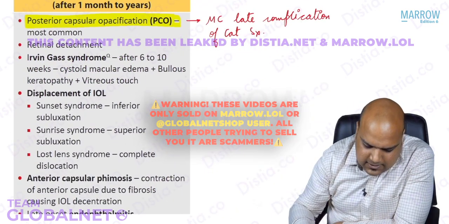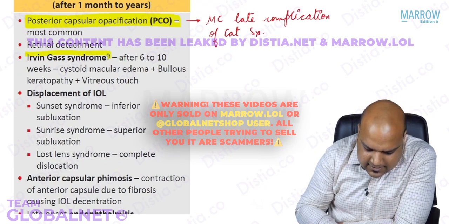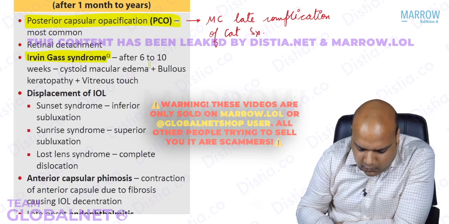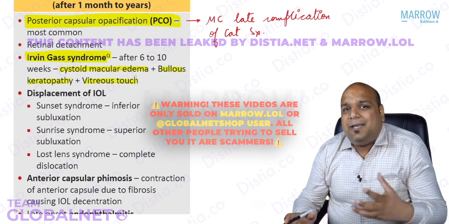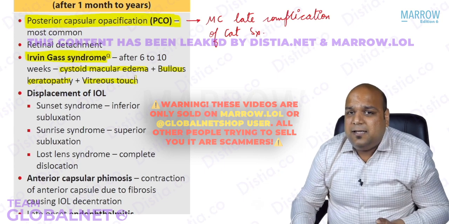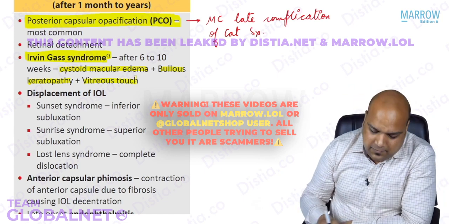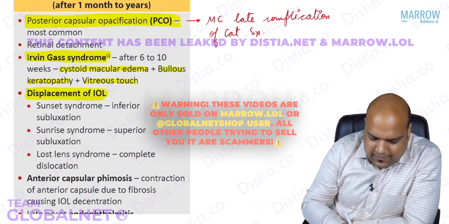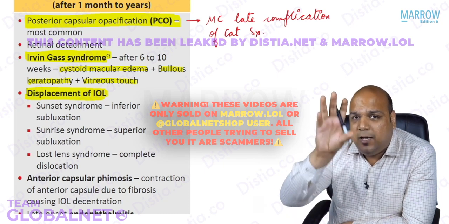Okay. Going back up, everybody. We have done the PCO. Then, everybody, a very important complication which is written here is Irvine-Gass syndrome. We will read this in retina also, everybody. Irvine-Gass syndrome is cystoid macular edema plus bullous keratopathy plus vitreous touch. So the macula is getting edematous. There is keratopathy in the cornea. The cornea is also getting edematous, everybody. Then there can be displacement of IOL. The name itself is very clear. The IOL which we implanted is not remaining in the center. It is going up or down.